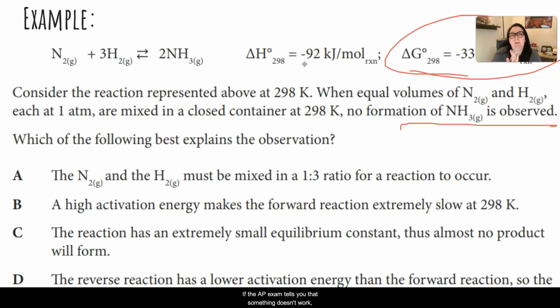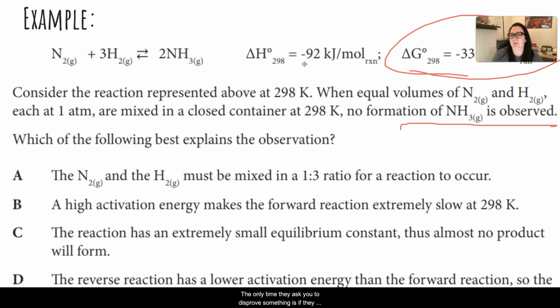Okay, listen, if the AP exam tells you that something doesn't work, then look at the prompt carefully. Don't try to disprove them unless they tell you to disprove them, but that's not typically the case. They're telling you the truth, and they're trying to see if you can pick out why. They're trying to see what you know in terms of explaining the exception, because there's tons of exceptions in chemistry. So never try to disprove anything that they say. Don't tell them that they're wrong, because they're not. They are 100% correct in whatever they tell you.